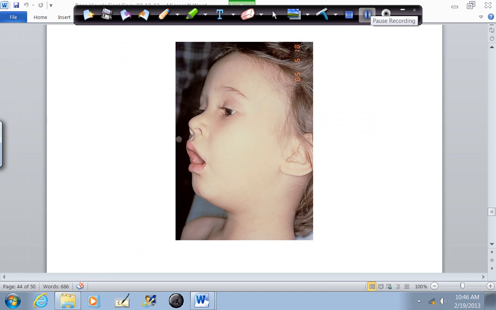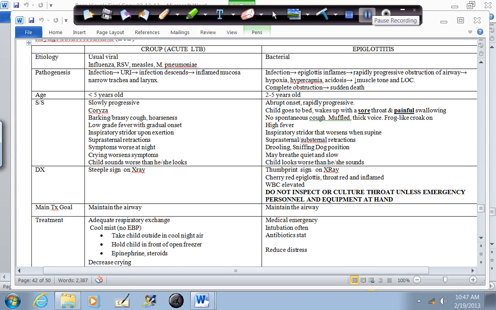Here's a picture of a child with epiglottitis, and she is doing just that. Her head's back a little bit, and you can't really see this, but she would be leaning forward, and her nose is tilted up a slight bit as if she was sniffing something, just like a dog does when they sniff something in the air. And this is a sign of epiglottitis. The child with epiglottitis will often breathe quiet and slow.